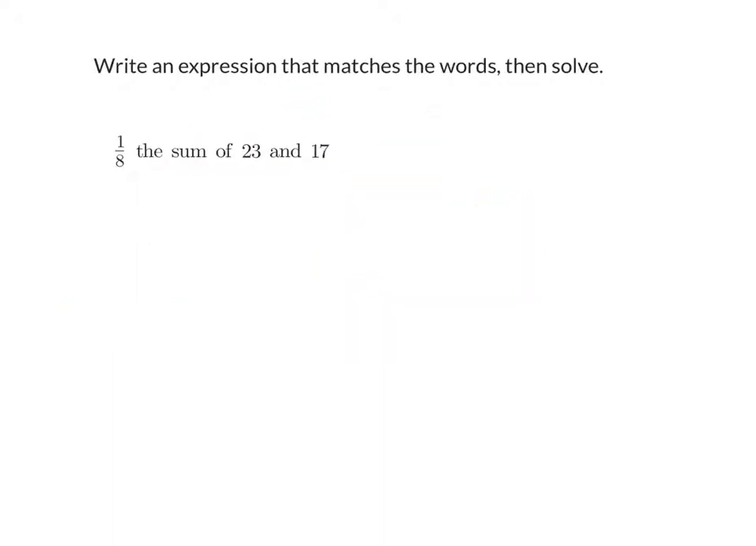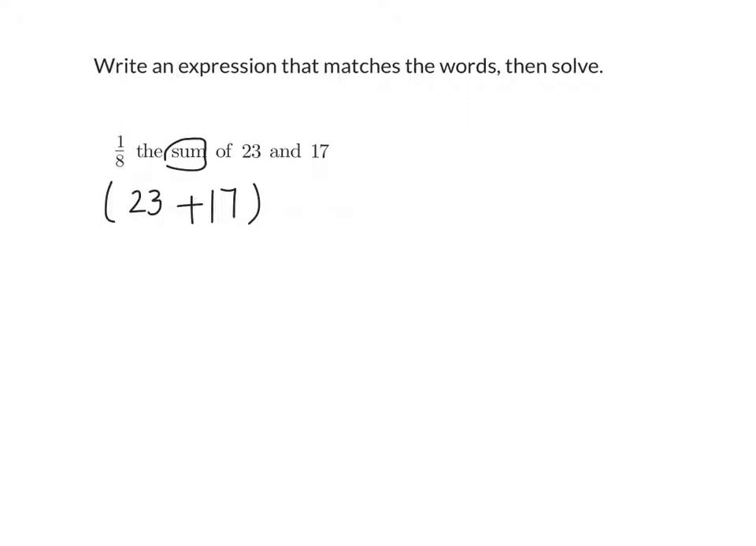This time we have words, and we have to write a number expression, and then we have to solve it. So it says 1/8 the sum of 23 and 17. Okay, so when we say sum, we know we're doing what? Addition. Very good. If I'm going to find 1/8 the size of something, should I multiply by 1/8 first, or should I find the sum first? So what does that mean? We're going to put the sum in parentheses. And we're finding the sum of 17 and 23.